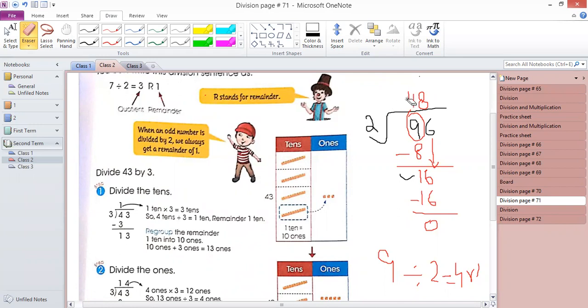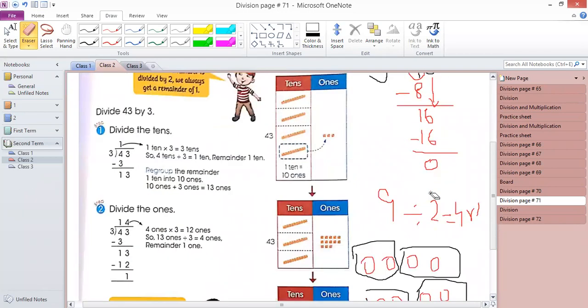Multiply this 2 with 4. 2 4s are 8, right below 9. Take out their difference. Out of 9, when you take out 8, 9 minus 8 is 1. 1 cannot be divided by 2 because it is smaller. You will put 6 down, regroup 1 with 6. 1 ten and 6 ones is 16 now. 16 can be divided by 2. 16 divided by 2 equals 8. 2 8s are 16. 16 minus 16 is 0.